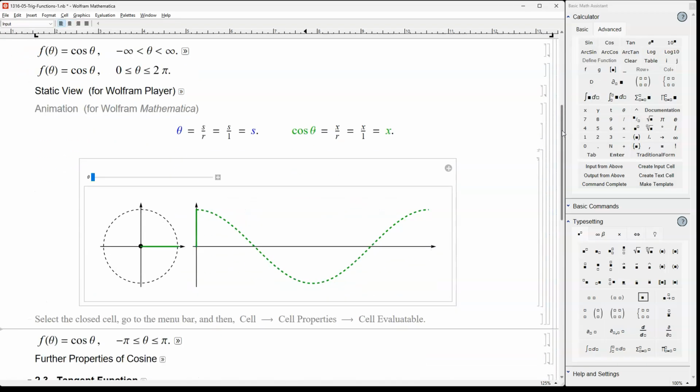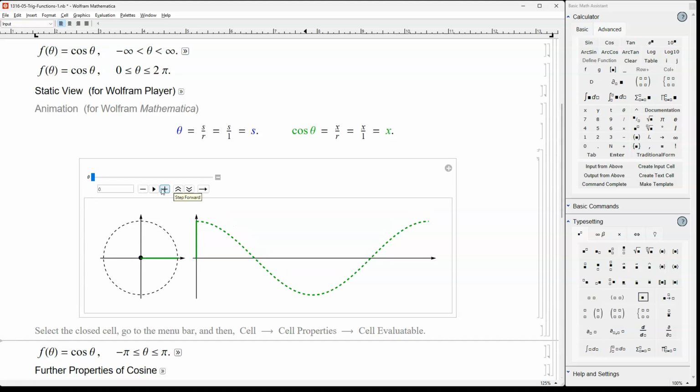We already saw the sine function. Okay, there's the animation. The horizontal on your left and the vertical on your right must precisely match. The left-hand side, the unit circle picture, is the definition of the cosine function. And in the right-hand side, we have the graph of the cosine function.